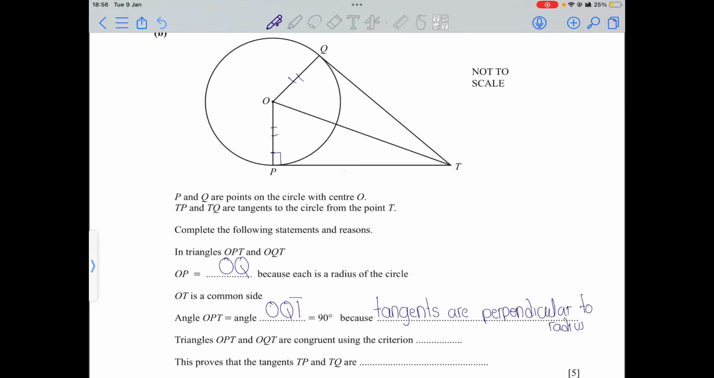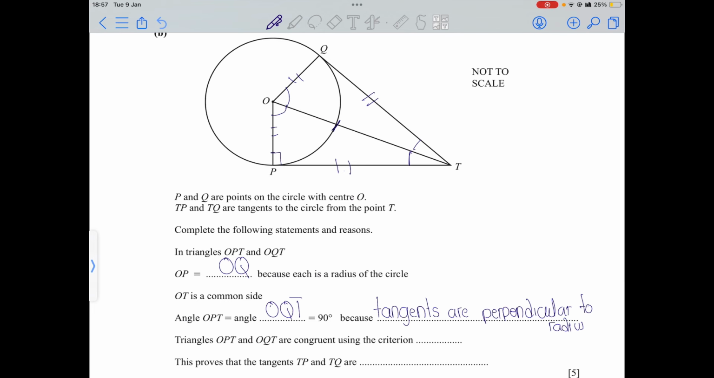Now we know one of these angles, and we also know that this is the same and this is the same, right? This angle is going to be 50-50, and if this angle is the same, then this angle will also be the same, right? Which is angle O, which is being separated equally. So we can say that they're congruent using the criterion of side, angle, and side.